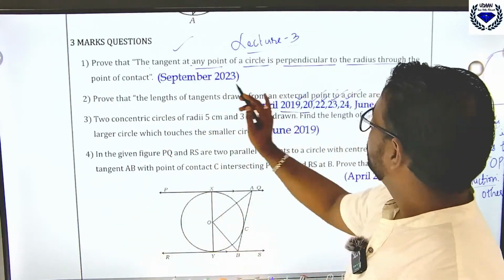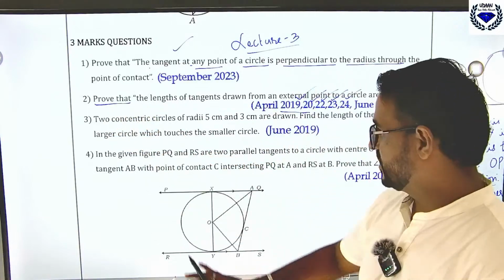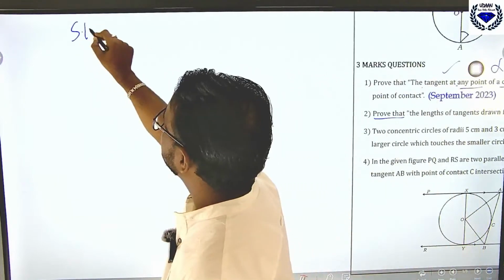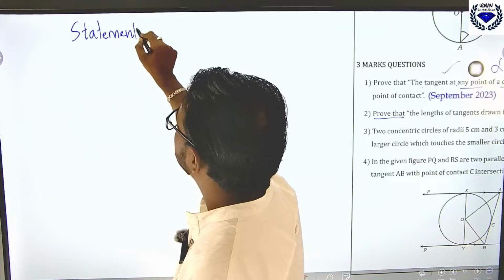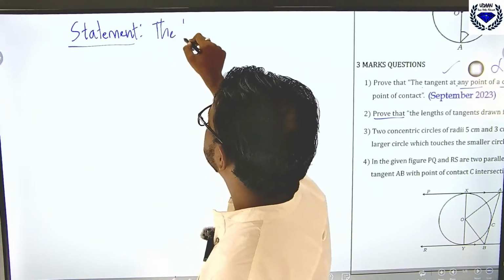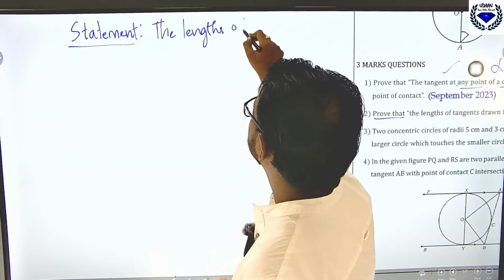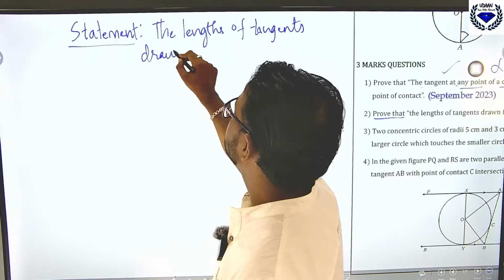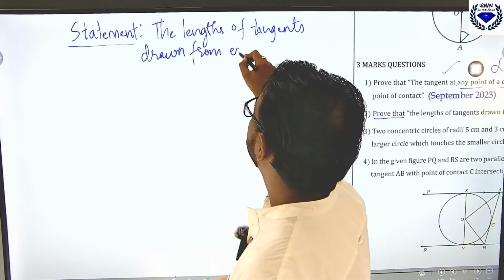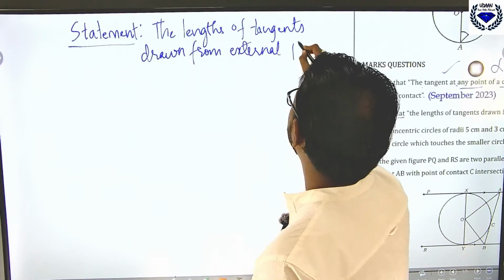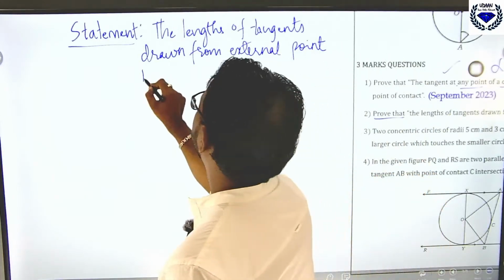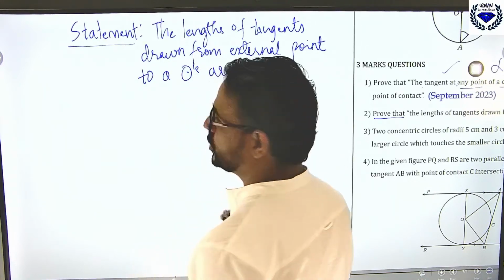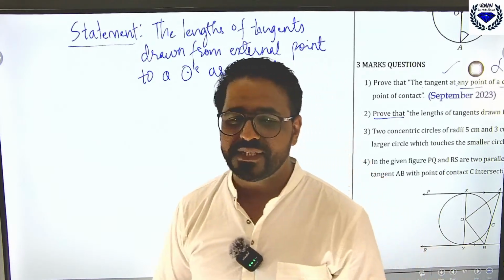See, in order to prove this, first you should write the statement as it is. So whenever you are writing any theorem, you should rewrite the statement. What can be the statement? The lengths of tangents drawn from an external point to a circle are equal. So this is the statement you should write.